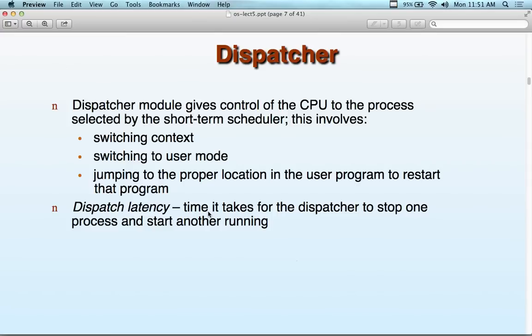So jumping from one proper location in the program to another or restarting the program is also considered part of the dispatcher's job. So we have dispatcher latency. And that's the time it takes for the dispatcher to work: the time it takes for the dispatcher to stop one process and start another process running.